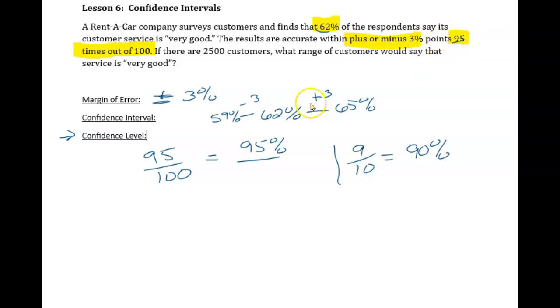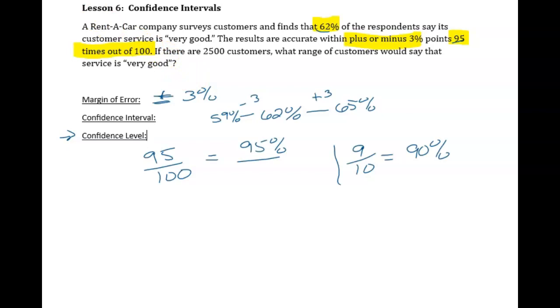It could say 95 times out of 100. It could give you a percentage. It could say 9 times out of 10 or 8 times out of 10. But it's just giving you that reliability factor: if you were to repeat results over and over, what would you expect to see back?